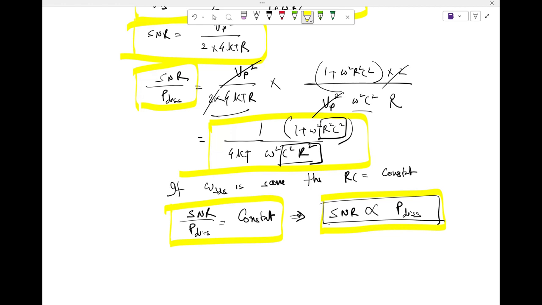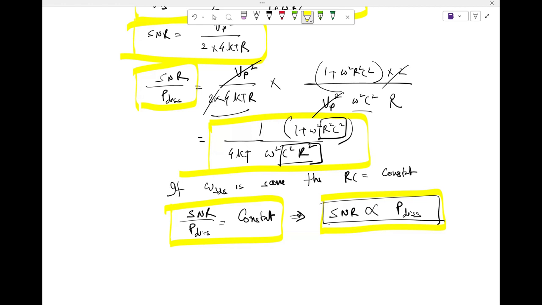Your ratio of SNR to power dissipation for a particular circuit, for a particular configuration of a circuit, is always constant. I took the example of one specific case, but in general we can show that this ratio is always constant. So what this is telling you is that if you have a particular network configuration, in this case that RC network, the only way you can increase SNR is by paying with power. You want to double SNR, you have to double power.